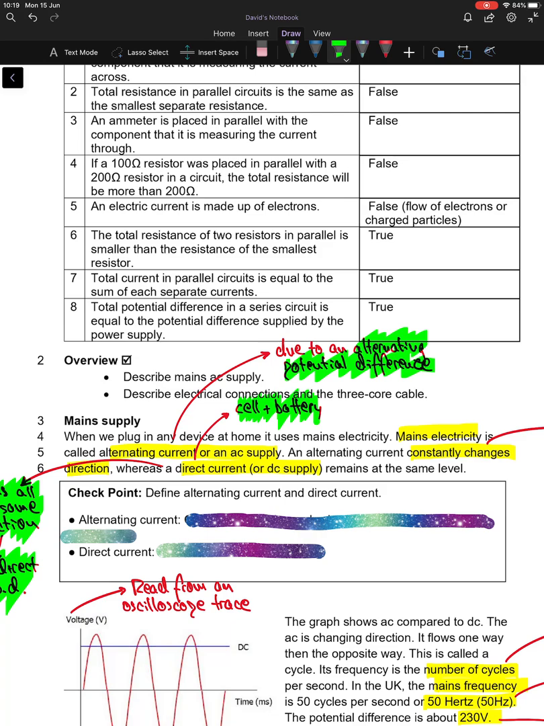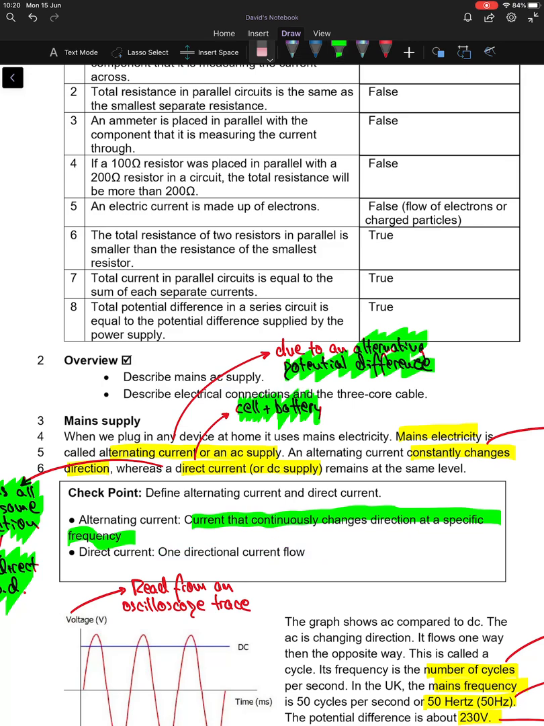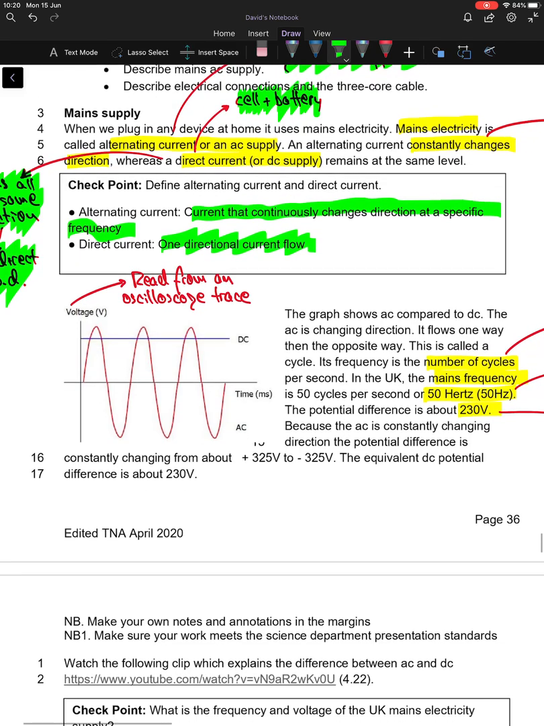So pause the video, cover over the top bit, and see if you can have a go, from memory, at answering the definitions for alternating and direct current. Can you reproduce them from memory? Right, unpause the video and you'll see the definition for an alternating current is one that constantly changes direction at a specific frequency. A direct current is a current that has a one-directional flow.